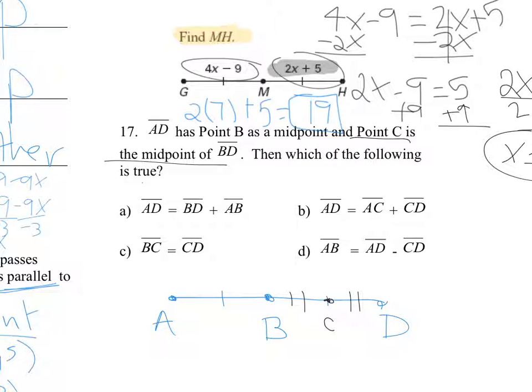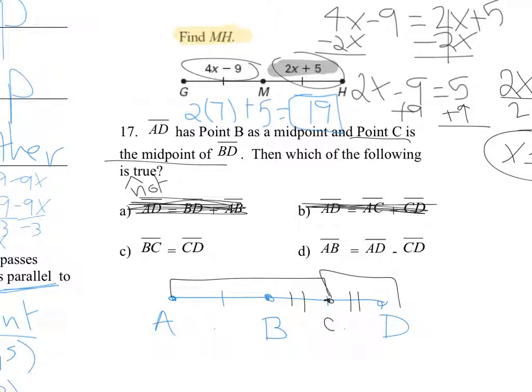Now, I did tell you, remember, to make this not true, because 3 of them are true. So, A, is it true that AD is equal to BD plus AB? Is that true? Yes, the whole line AD equals this side plus this side. Well, we don't want the truth, we want the not true. B, AD equals AC plus CD. Correct. Also true, because A to C goes there, but then CD is the rest. BC equals CD. This equals this.